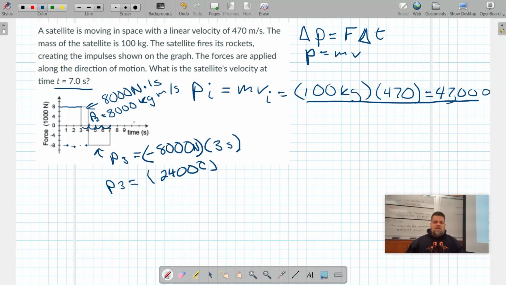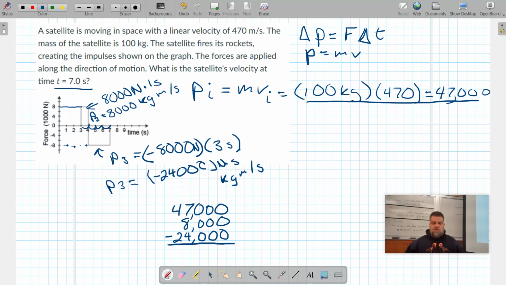So we need to figure out the sum of this, right? This is negative 24 newton seconds, which, by the way, is the same as kilogram meters per second. We got to figure out what the final velocity is, right? So that means I need to figure out what the final momentum is. So I start off with 47,000, and then I add 8,000, because that's what I changed my momentum, and then I have to subtract 24,000.